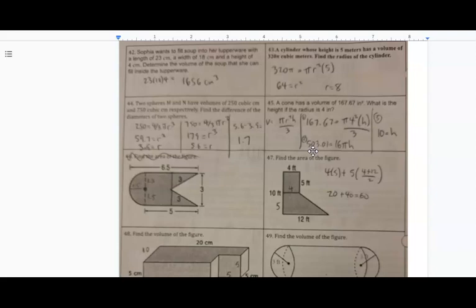Don't bother with that. But 47 is a rectangle and a trapezoid. So we have 4 times 5 for the rectangle, and 5 times (4 plus 12) divided by 2 for the trapezoid, and it turns into 60.